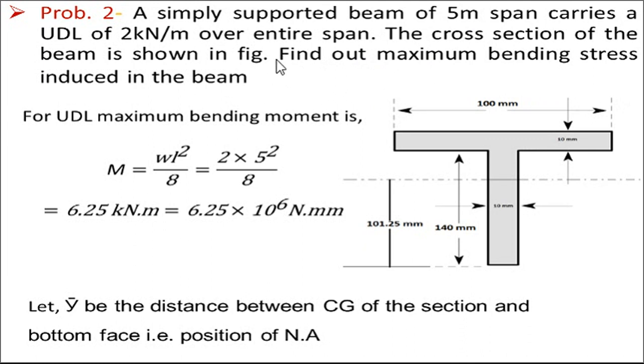So this is the problem. In this problem, the beam is a simply supported beam, and on this slide you can see the section of the beam, which is a T shape. The total length of the beam is 5 meter, and the UDL, that is, the uniformly distributed load, is acting on this beam with an intensity of 2 kN per meter.